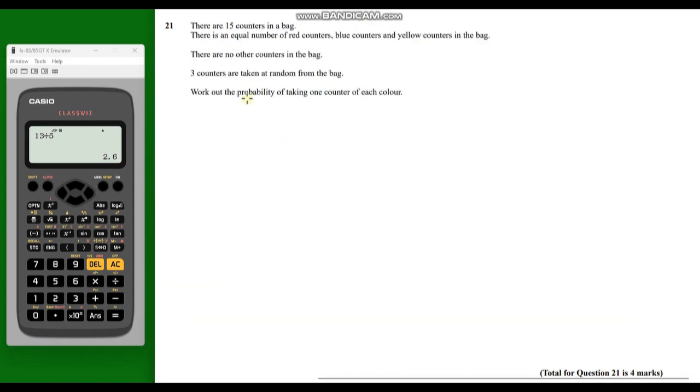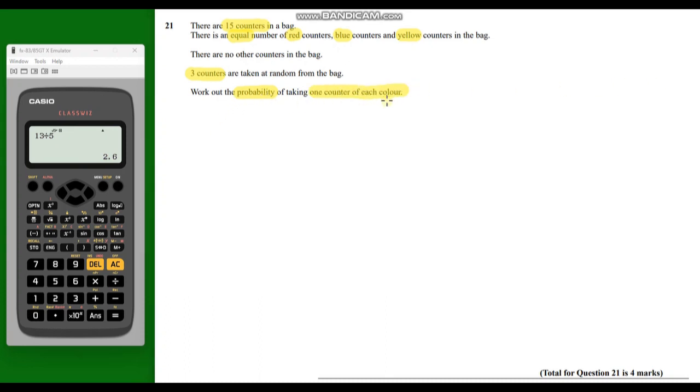Question 21. There are 15 counters in a bag. There is an equal number of red counters, blue counters, and yellow counters in the bag. There are no other counters in the bag. 3 counters are taken at random from the bag. Work out the probability of taking 1 counter of each colour.